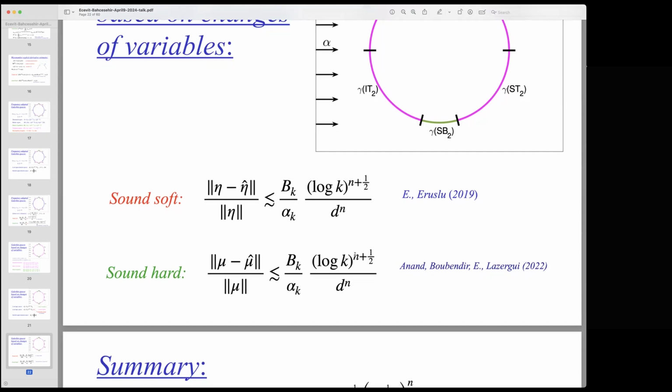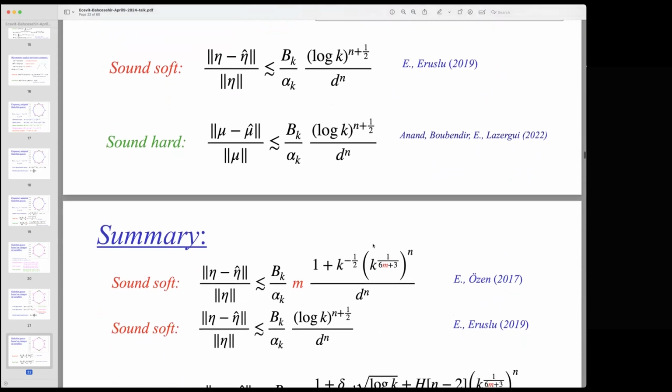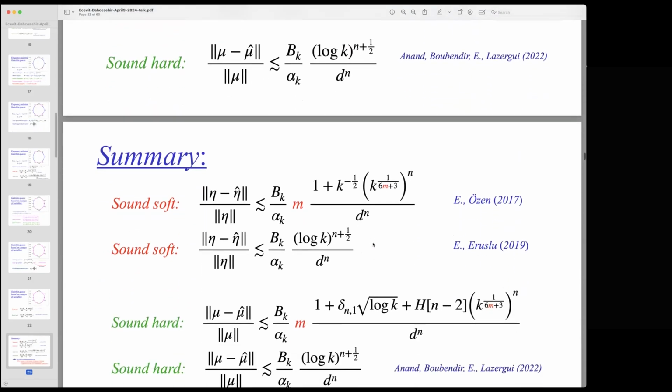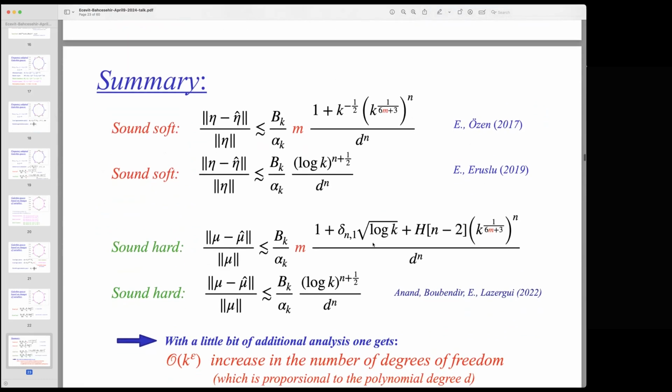These are nice, but still, these error bounds are not of order 1. So I am not saying that the relative error is bounded by a constant, and that constant decreases with increasing n. I'm not saying that because beta k over alpha k in the soft case, for instance, increases proportional to k to the power 1 over 3. So, these are the summaries of the estimates I have shown you.